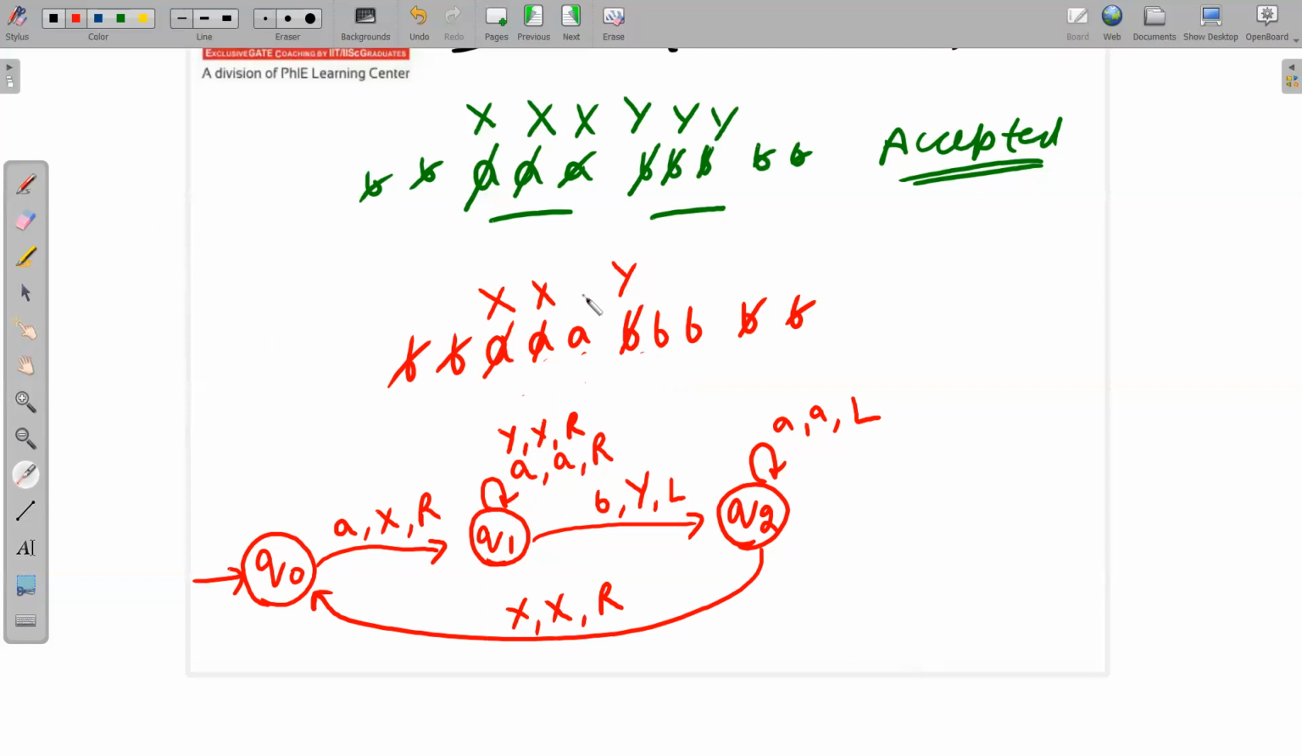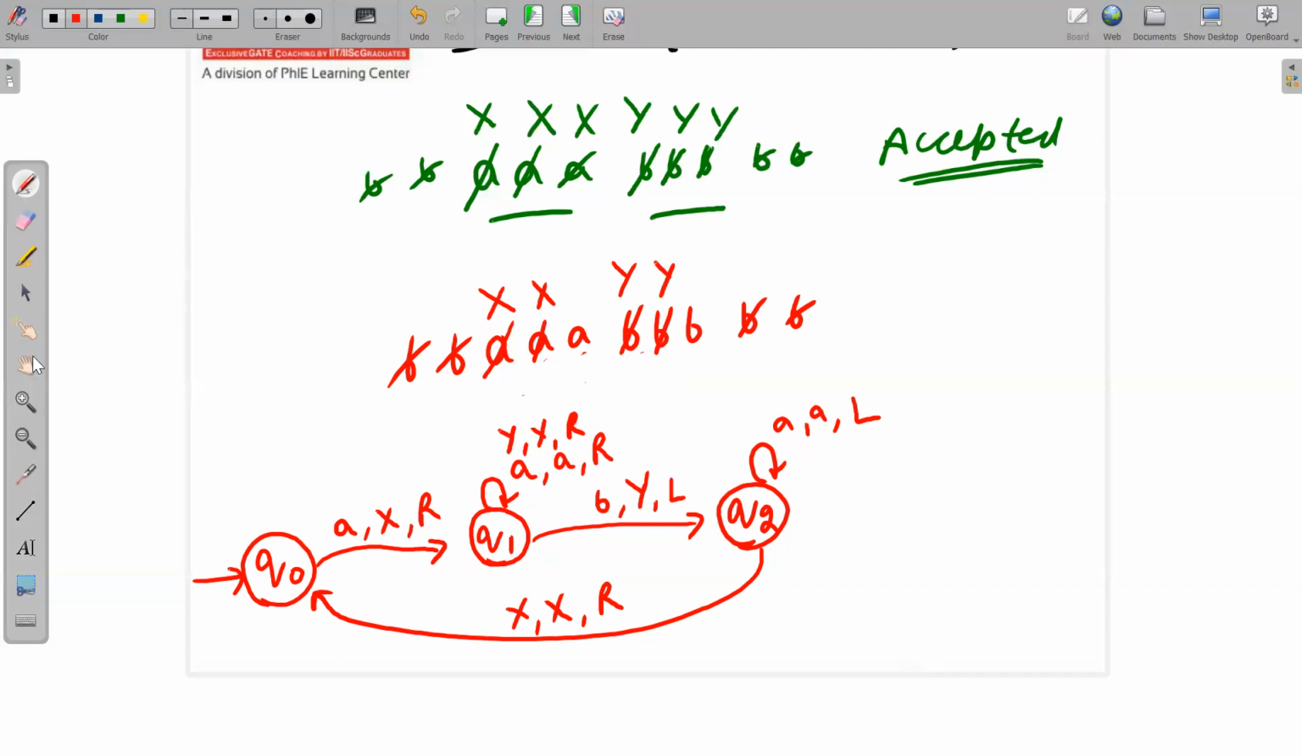Let me do it again. Q0, on reading this A, will make it as X and move towards the right. Now the Turing machine will be at Q1. Q1 will ignore the A's, that means it will remain as A only and move towards the right. Now Q1 has read the Y, but we have not given the move, so I have given the move Y. That means Y will remain Y and move right, because Q1 is in the search of B only. So now it has found the B. It will make this B as Y and move towards the left.